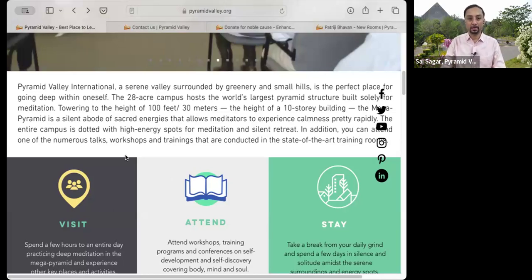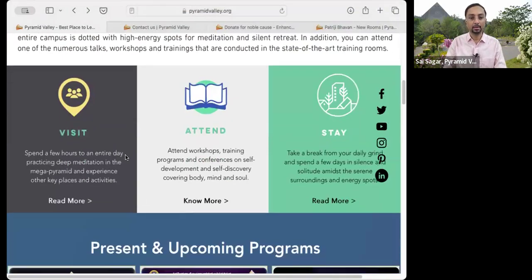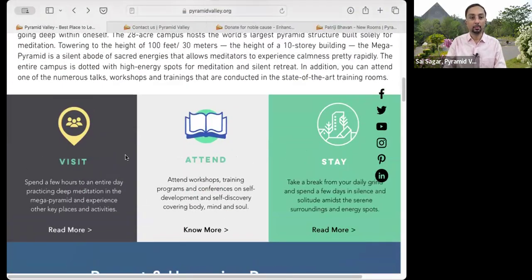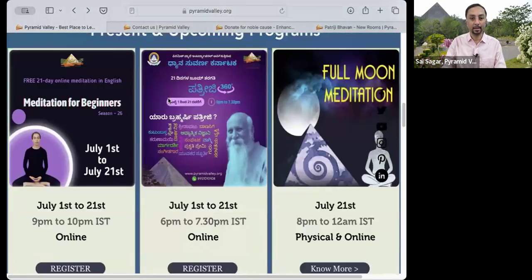So to do that, what we've done, or what Patriji wanted us to do, is provide free food. So there is an Annadana scheme that we do, where we provide free food to people who come there, just pay for the stay. Food is free and all the facilities are free. So you can do your meditations anywhere in the premises and inside the pyramid anytime.